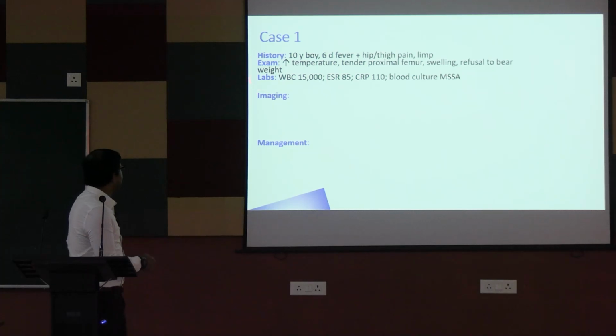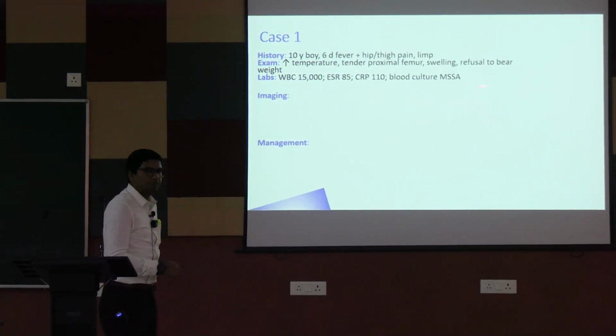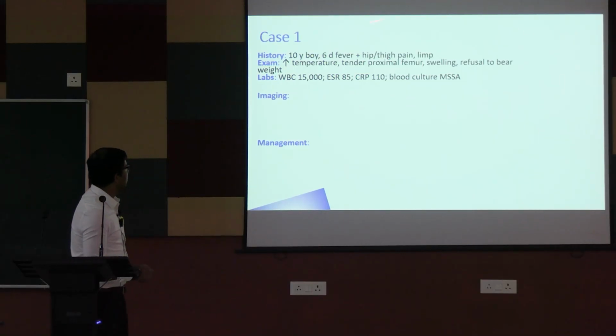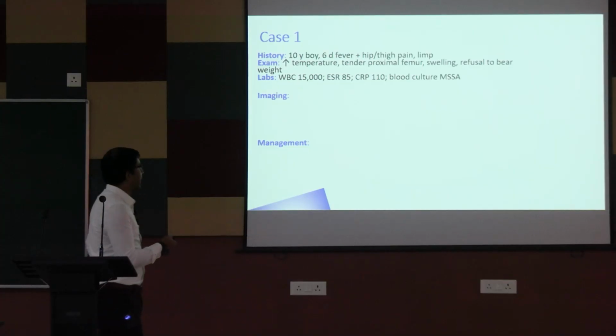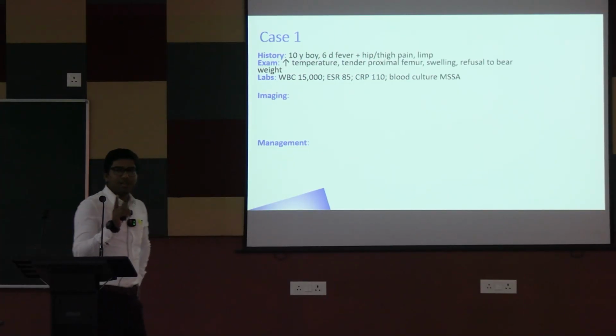In the lab, all the values are high. TLC, ESR, CRP are quite high. You even get the blood culture, and it comes positive for Staph aureus. So, what could be the diagnosis? Acute osteomyelitis of the thigh. So, what are the imaging features?